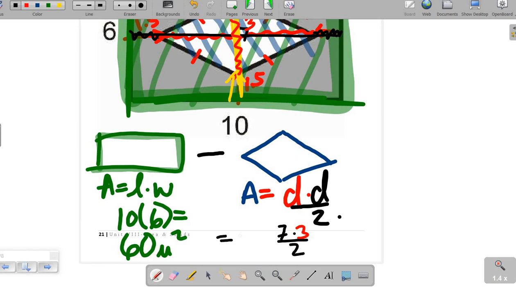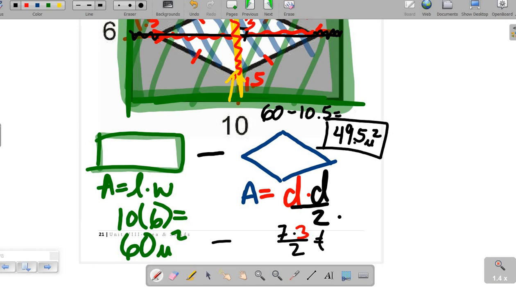Our area of our shaded region is going to be, of course, that's 60 minus 21 divided by 2, which is 10.5. So it's 60 minus 10.5. 60 minus 10 is 50, minus 0.5, that makes the shaded region 49.5 units squared. That is our shaded region.